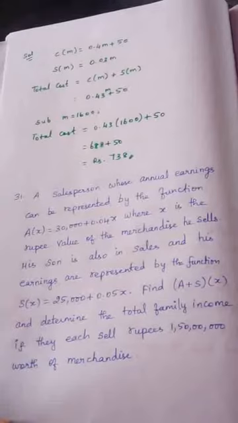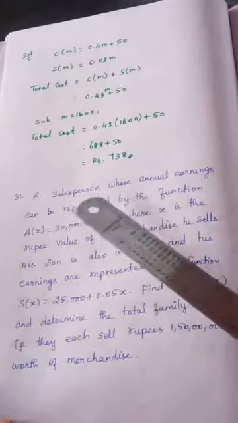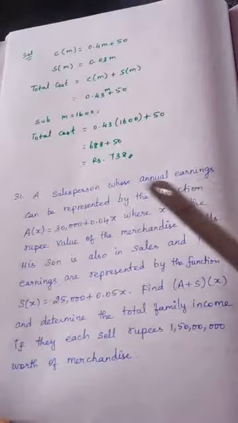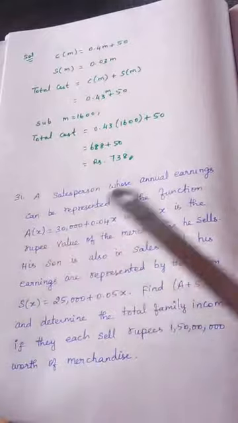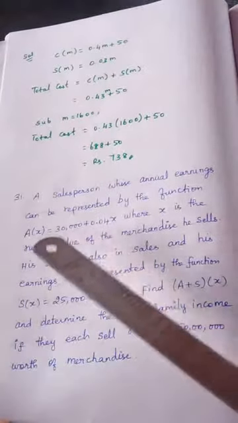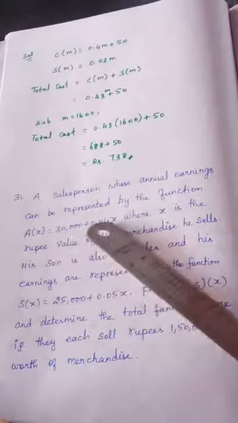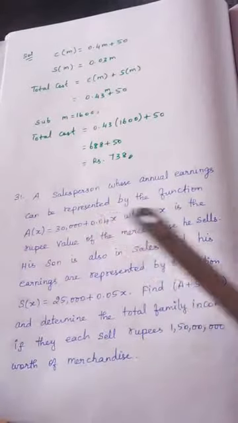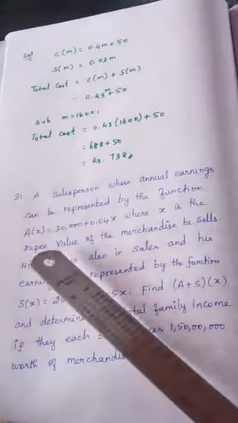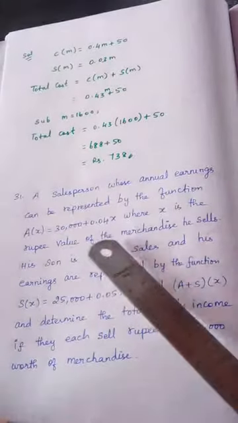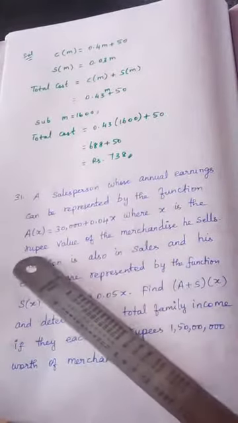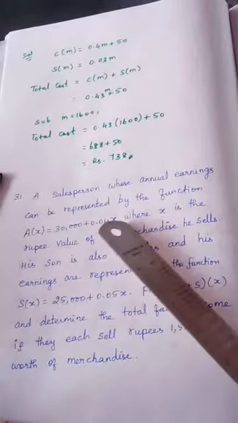Problem number 31. A salesperson whose annual earnings can be represented by the function A of X. So this is a function of what? The annual earnings of a salesperson. This is nothing but annual earnings of a salesperson, where X is the rupee value of the merchandise he sells. So how much product he sells, that much of amount he will get, that is nothing but X.